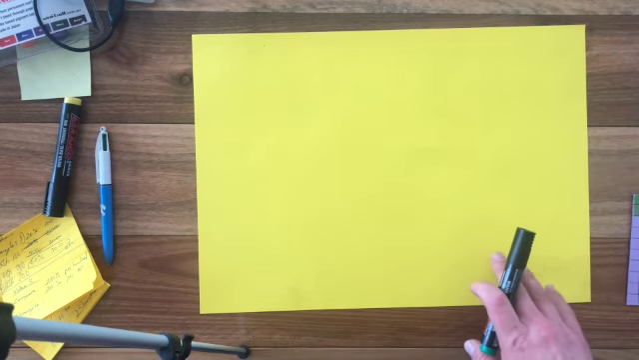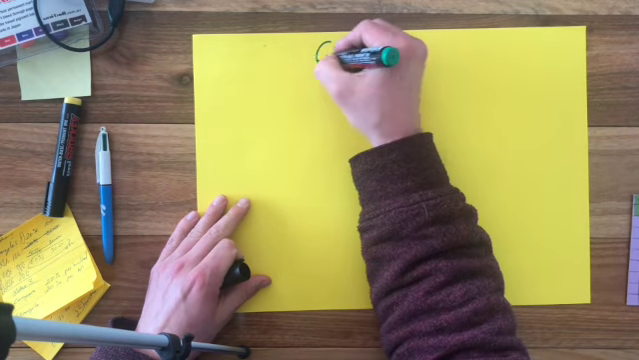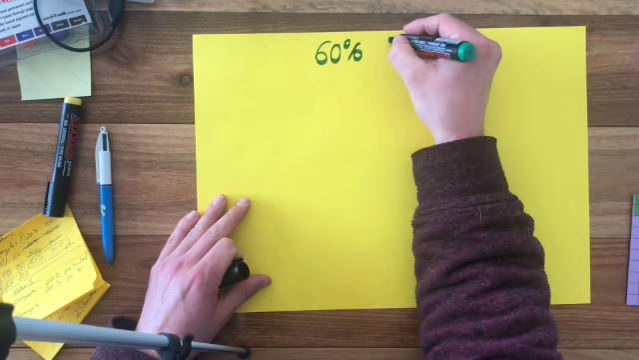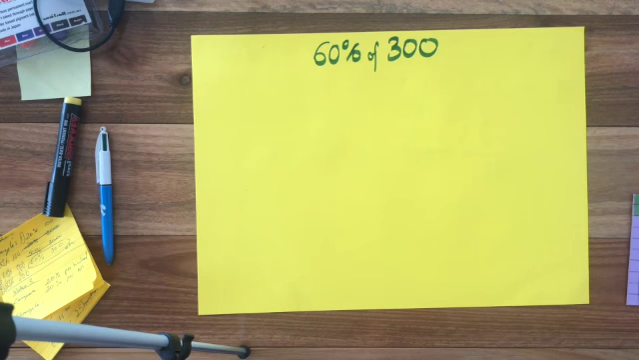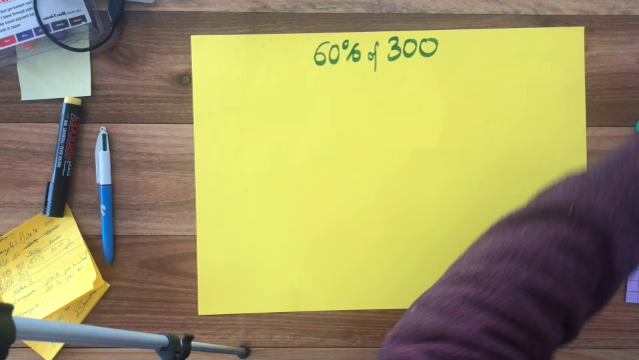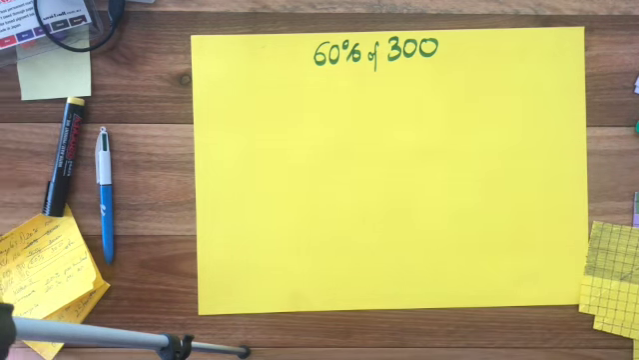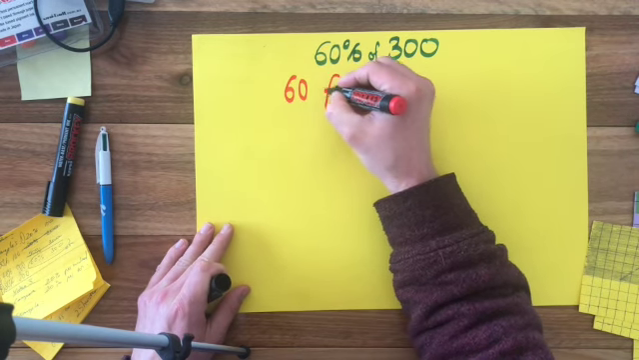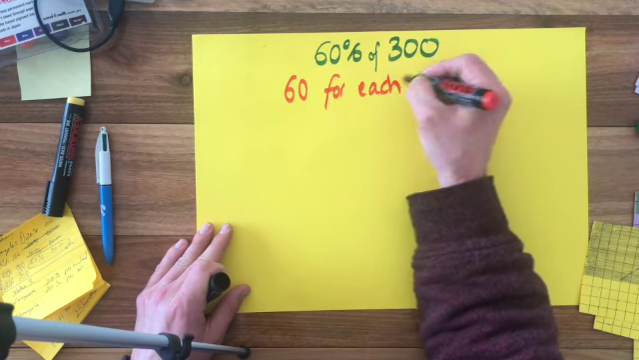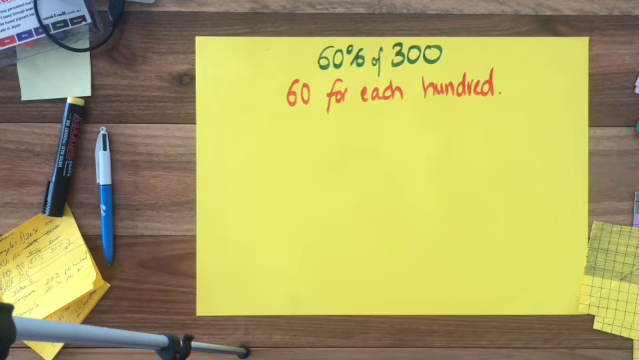Final example shows 60% of 300. So 60% of 300. We need to know what 60% of 300 is. So what we need to do is understand what that means. So let's write it down. 60 for each 100.